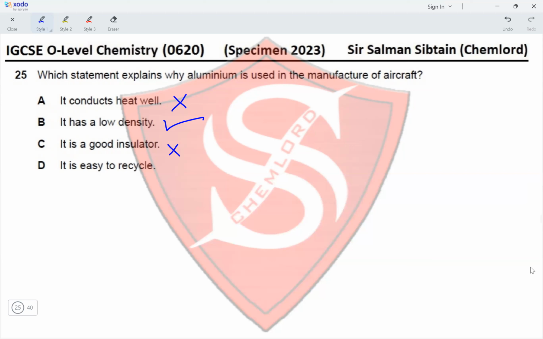It is easy to recycle. Again, that has nothing to do with manufacturing aircraft. Therefore, option B is the correct option for this question.